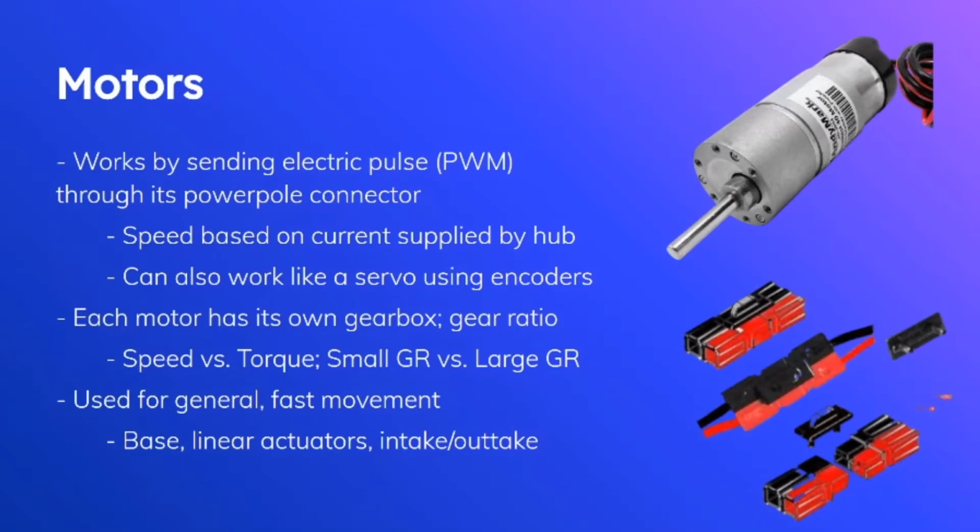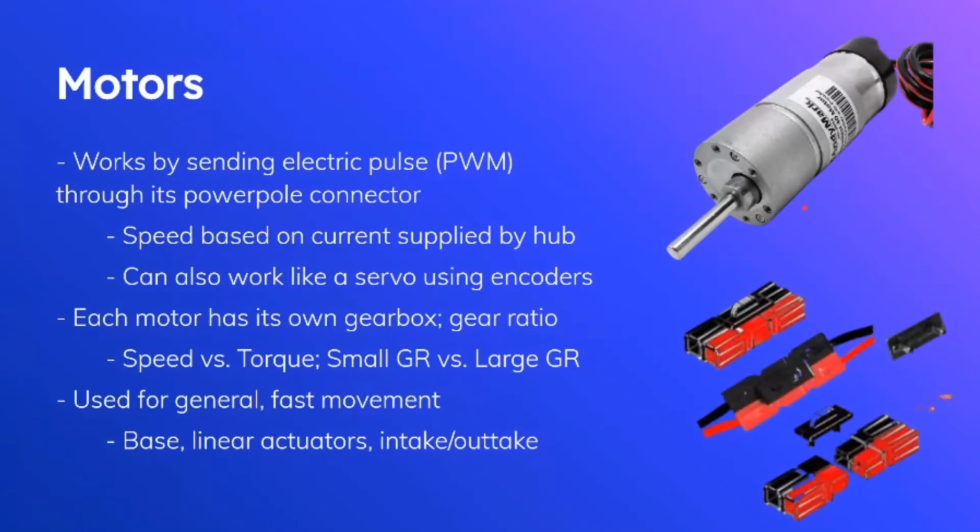So each motor has its own gearbox. I think Tyler's mentioned this before. There's a gear ratio, and it's basically the difference between speed and torque. With a small gear ratio, it doesn't have a large reduction, so it's going to move faster. But if you have a large gear ratio, there's a larger reduction. That means that it's able to move heavier things, I guess.